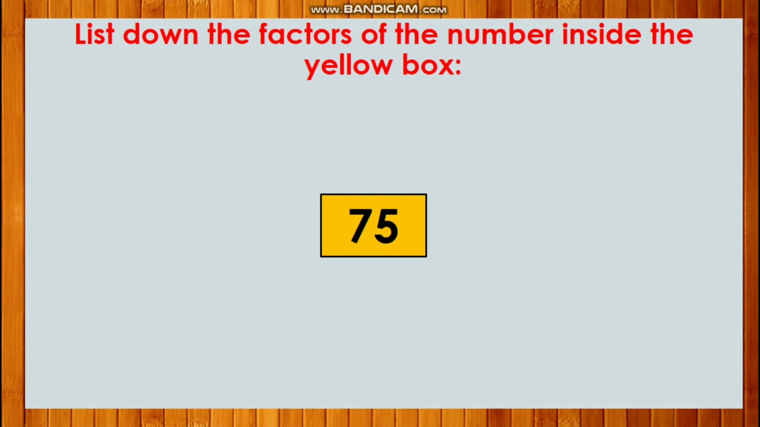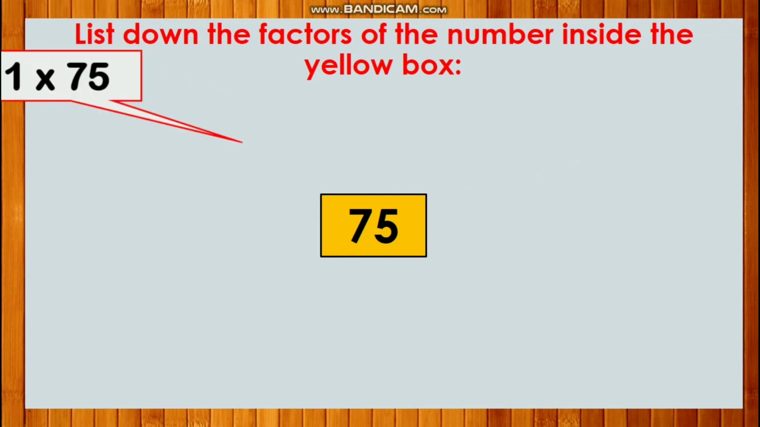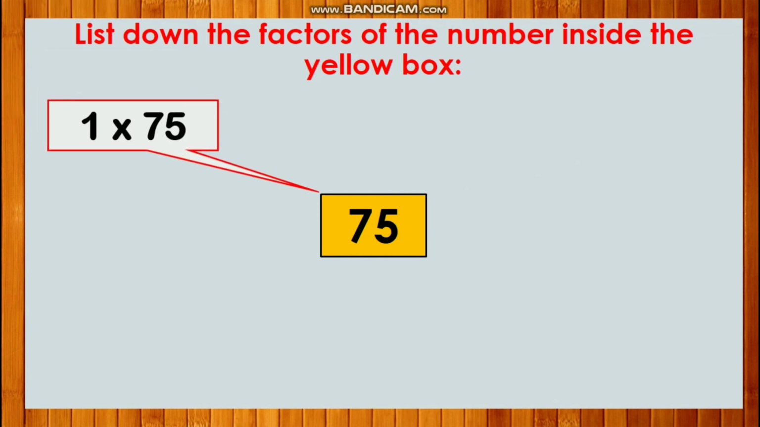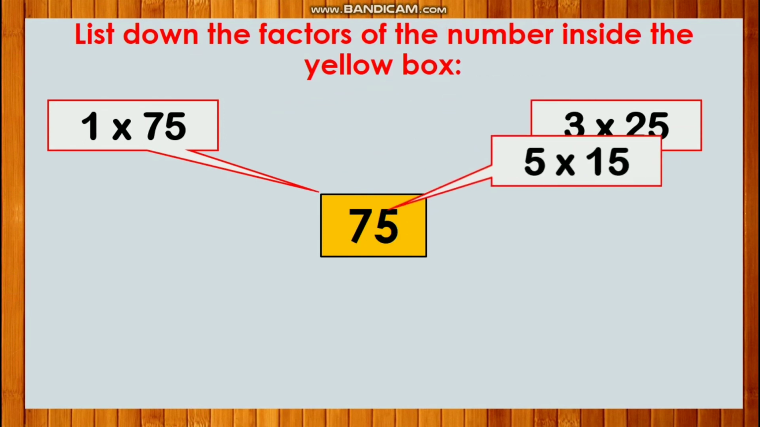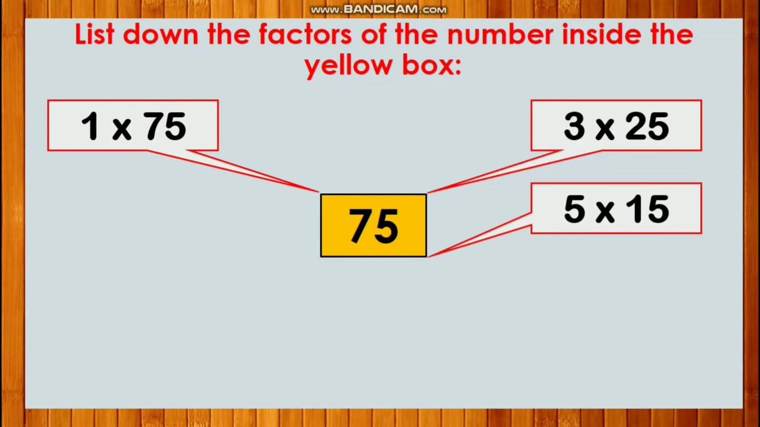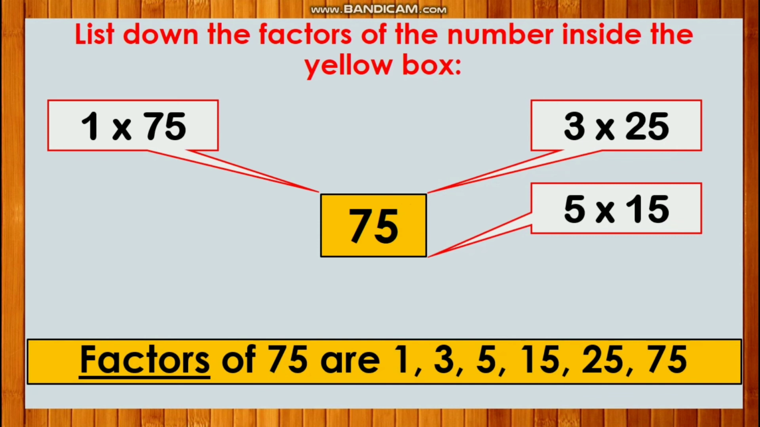Next, let's have the last number, which is 75. So, we have 1 times 75, 3 times 25, 5 times 15, and that's all. So, the factors of 75 are 1, 3, 5, 15, 25, and 75.